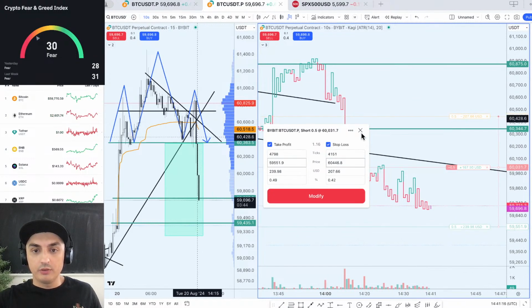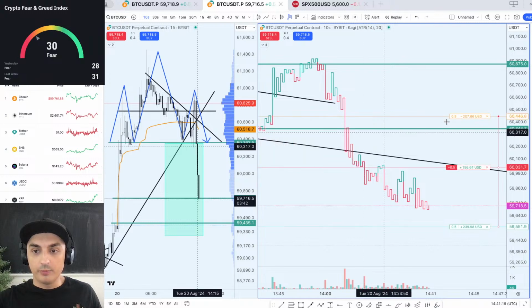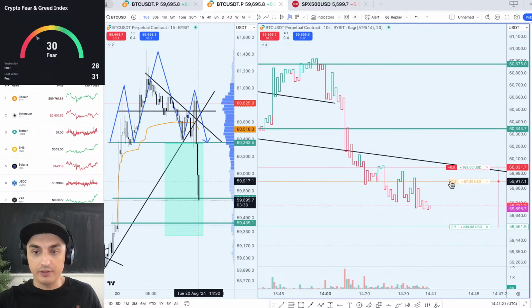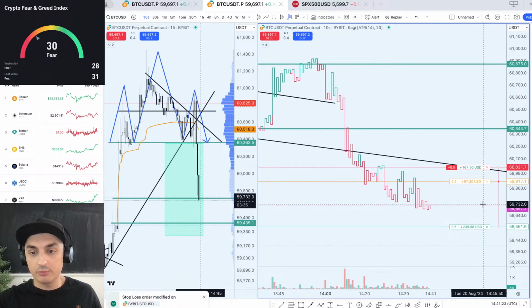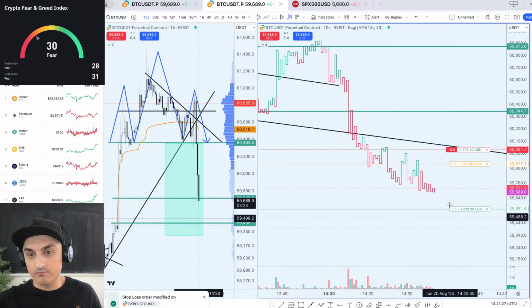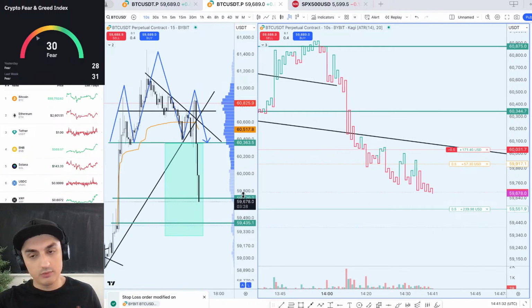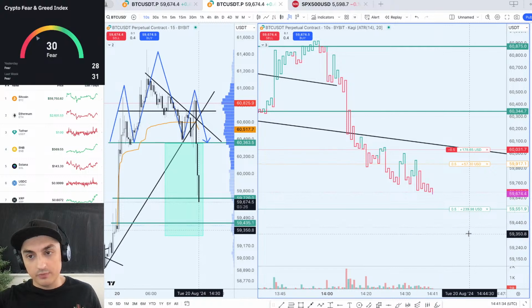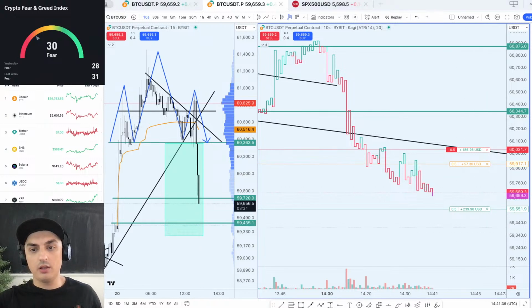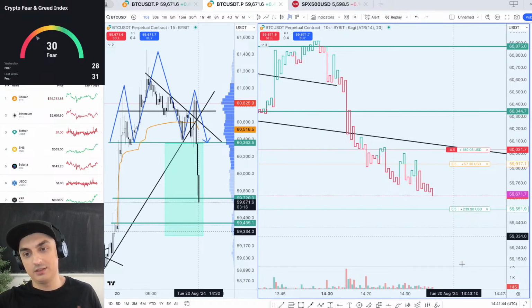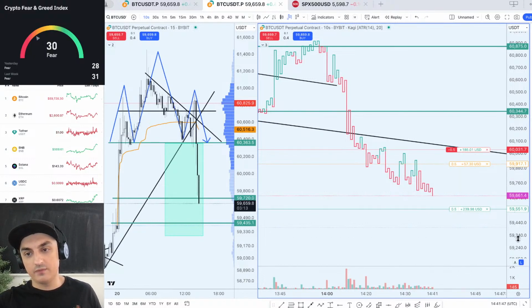I'm going to move my stop loss to the profit area. Why not? We got so far from this, 59,650. Yeah, we got this. 59,650, 660s, 30s, 20s.